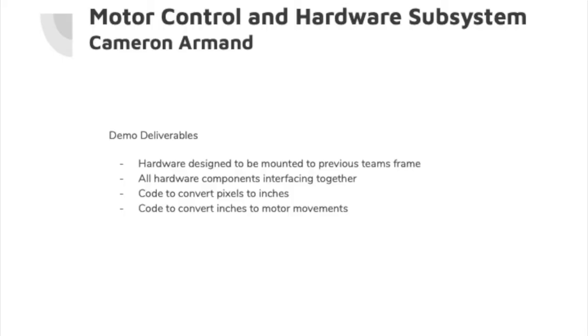Okay, now I'm going to go over the motor control and hardware subsystem. So the things that we have to deliver are the hardware, actually mounting everything physically, interfacing all of the components we have together, and then converting pixels to inches in physical space, and then converting those physical locations into actual motor movements.